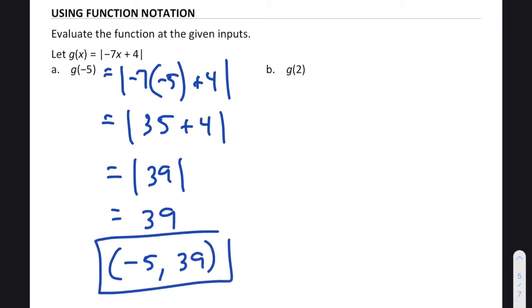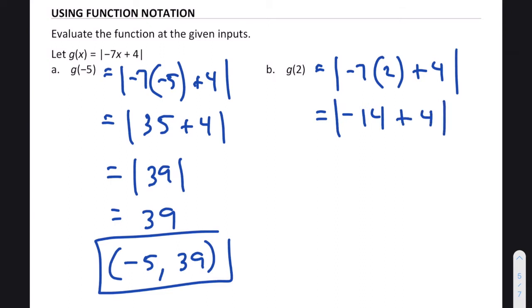Okay, so there we go. That's an example with an absolute value function. Now let's do the same thing, but in this case we're going to evaluate the function at 2, so we're going to say g of 2 is equal to the absolute value of negative 7 times 2 plus 4. Negative 7 times 2 is negative 14 plus 4. And now since the negative number is bigger than the positive number, we're going to end up with a negative number inside of our absolute value, so we end up with negative 10. And the absolute value of negative 10, so this one, the absolute value is going to make a difference, and it becomes positive 10. So our ordered pair is 2, comma 10.